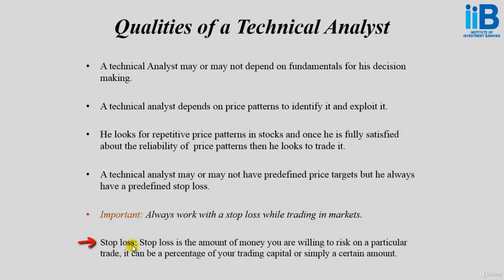If you're using a percentage stop loss, it can be 1% or 2% of your trading capital. For example, you're not willing to risk more than 1% of your trading capital on any given trade. Let's take an example. If you have 1 lakh rupees, you may not be willing to risk more than 1/10 of your trading capital on a given trade. So 1/10 part of 1 lakh comes to 10,000. You may not be willing to risk more than 10,000 on any particular trade. So that becomes a part of your trading capital.